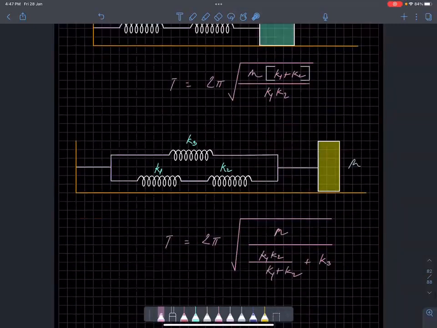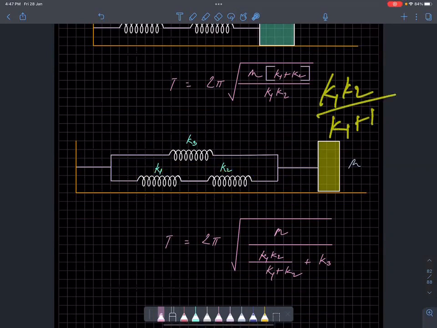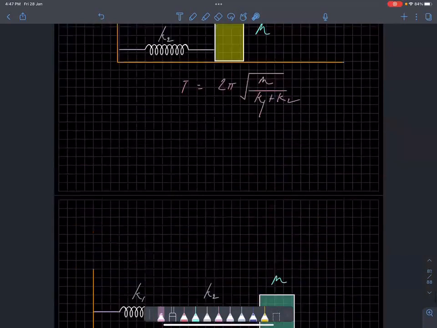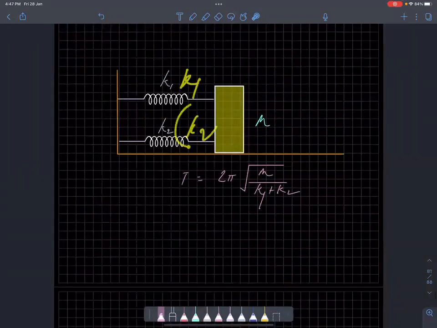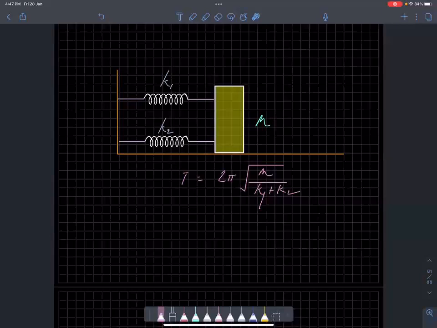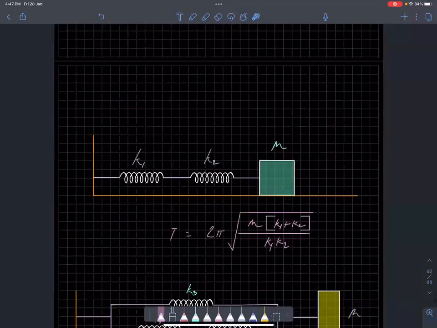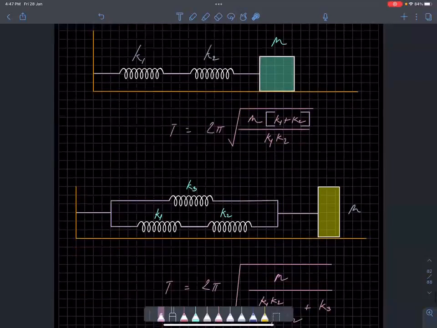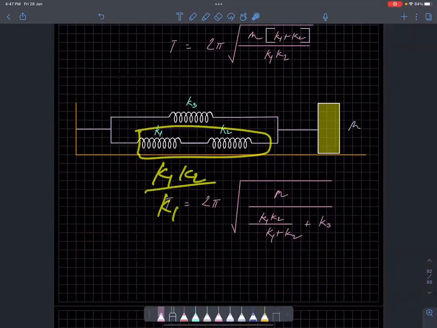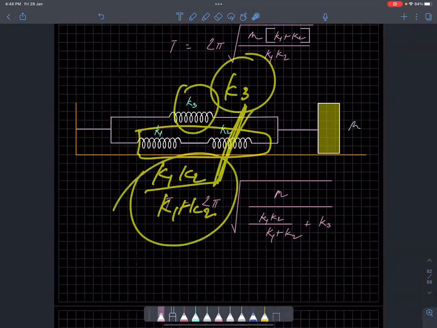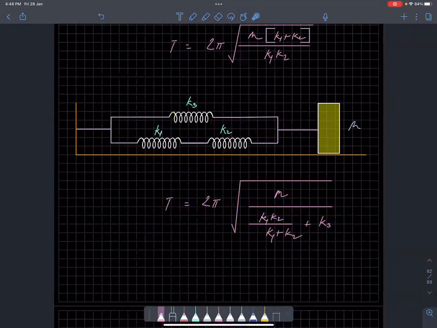What about this? These two are in series. This is in parallel. So first find the effective K for series, which is K1 K2 by K1 plus K2, and K3 is parallel. In parallel, you just add it up, right? So it will be plus K3. Are you understanding? See, in parallel, we just added up K1 and K2. So first consider this as one spring, so it will be K1 K2 by K1 plus K2 effectively, those two springs together in series. And this is K3. Now this and this are in parallel, so you just add them. So you get effective K as this.